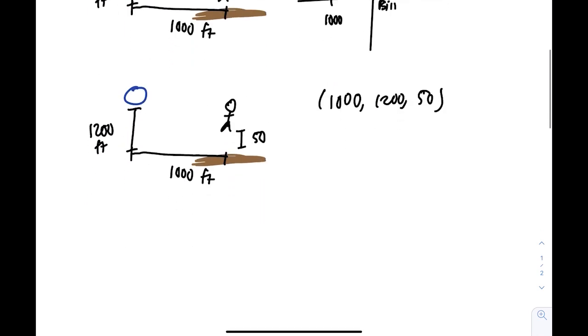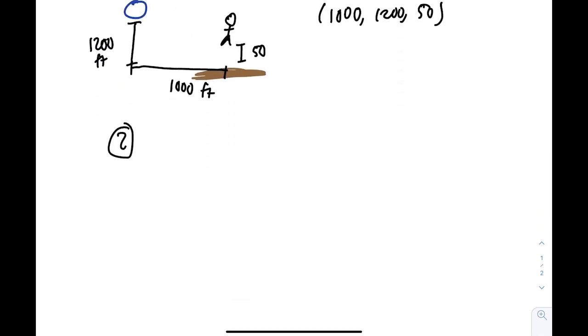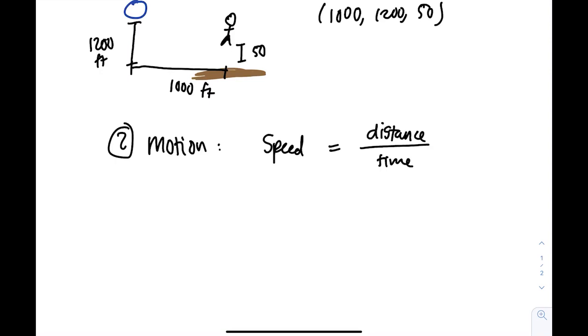We're talking about position, but these objects don't just stay in one place. They move around, right? So this gives rise to the second crucial aspect of kinematics, and that is motion. In order to describe an object's changing position, we need a new concept, speed. Speed is equal to the distance an object travels over time.